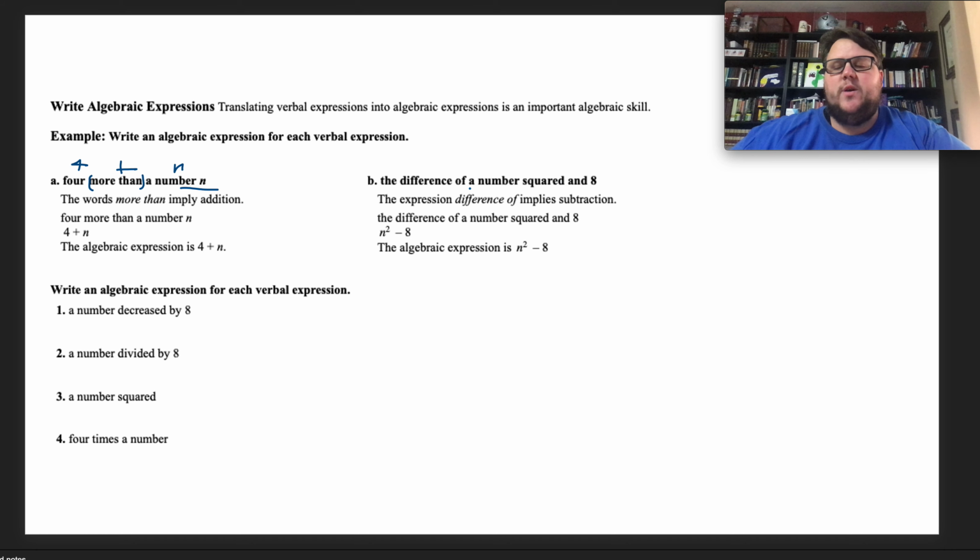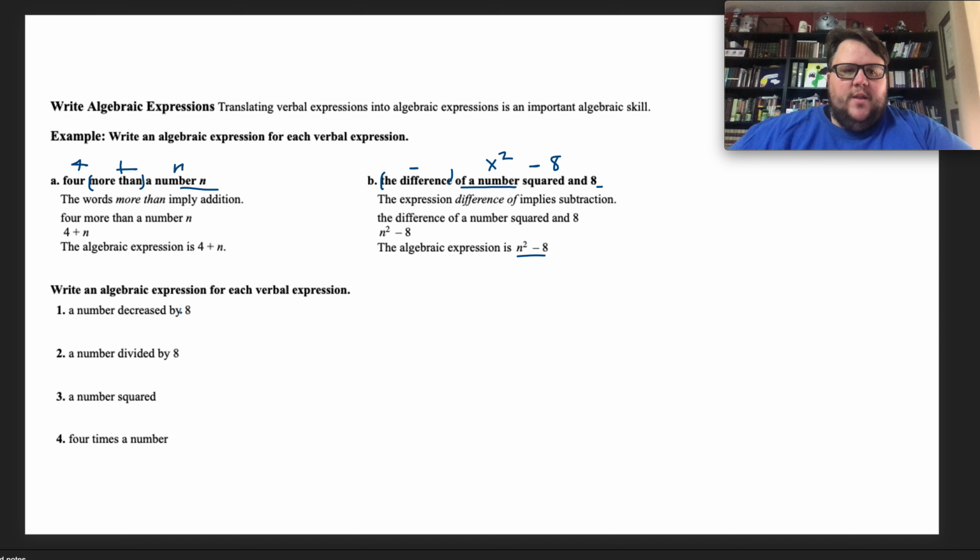The difference of a number squared and 8. So notice they don't give us a precise variable here. They just say a number. So I can say x, and we know that x is squared, and it tells us that it's a difference, and difference means subtraction. So minus, and what's our other part? 8. So x squared minus 8, or they did n squared minus 8. Different ways you can do it.